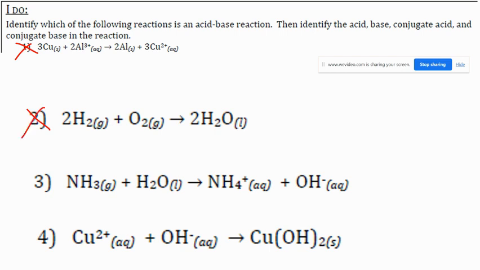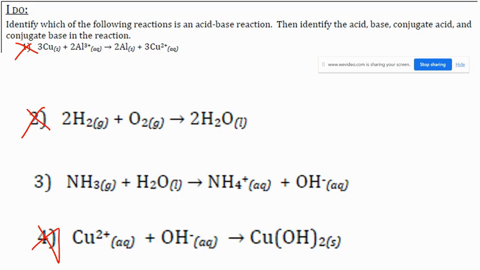Down here, yes, it's donating hydrogen, but who's it donating it to? It's a synthesis reaction, so it's not getting donated here. All right, so that leaves this guy. So he must be our acid-base reaction, if we had to figure out which one it was.